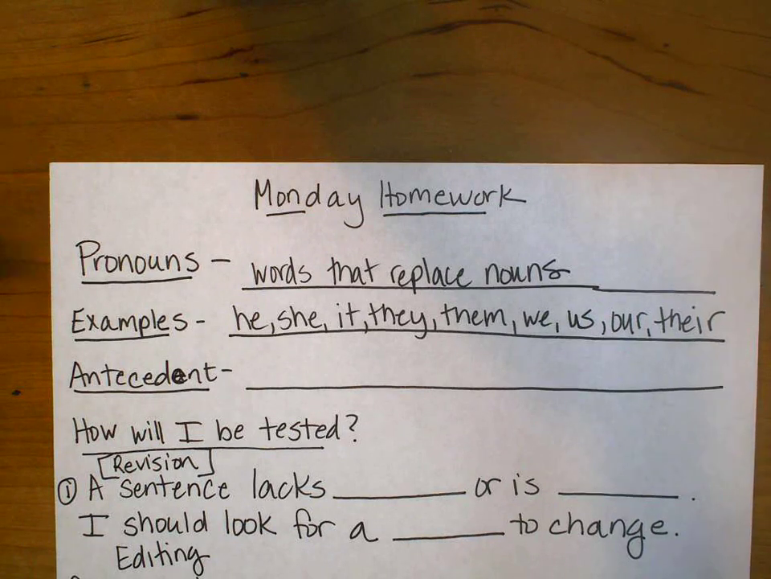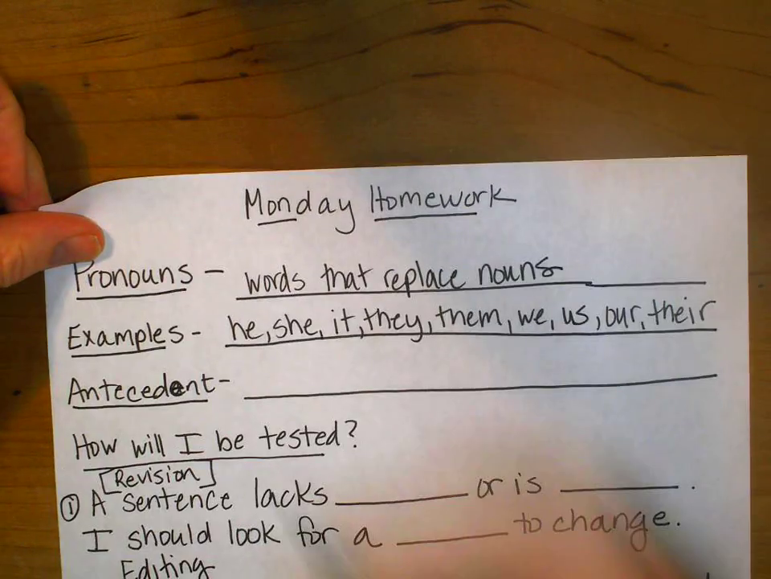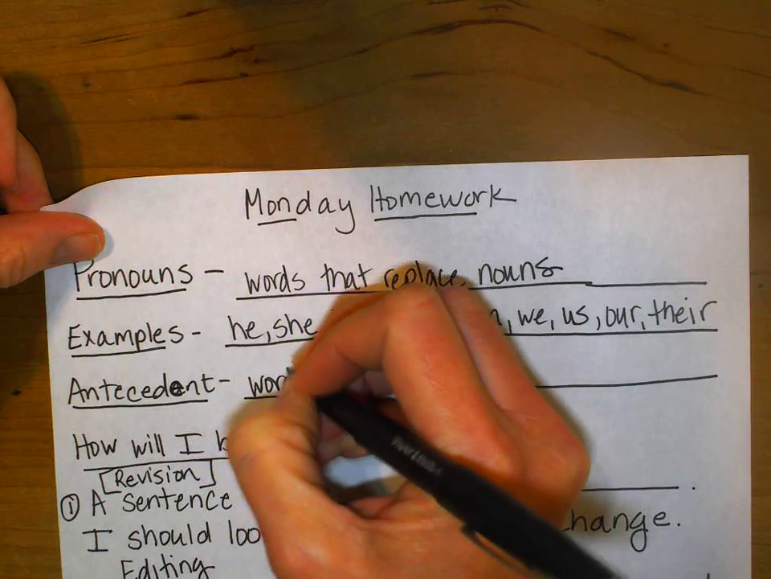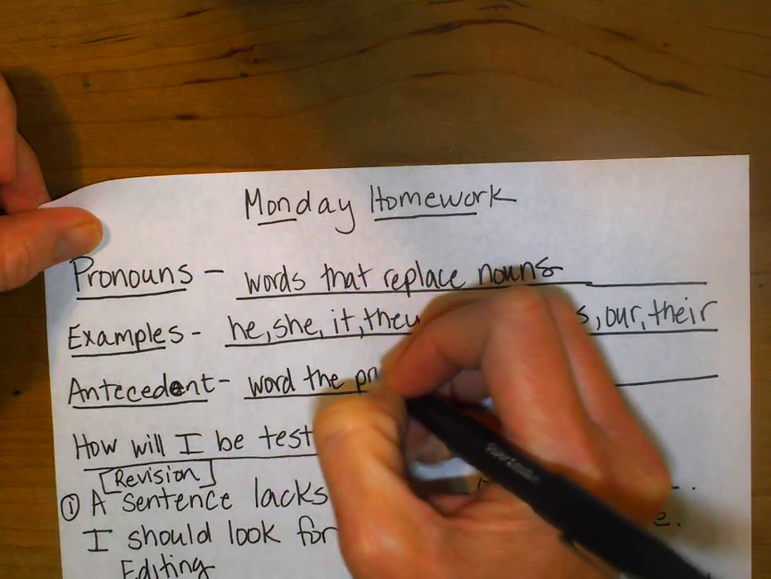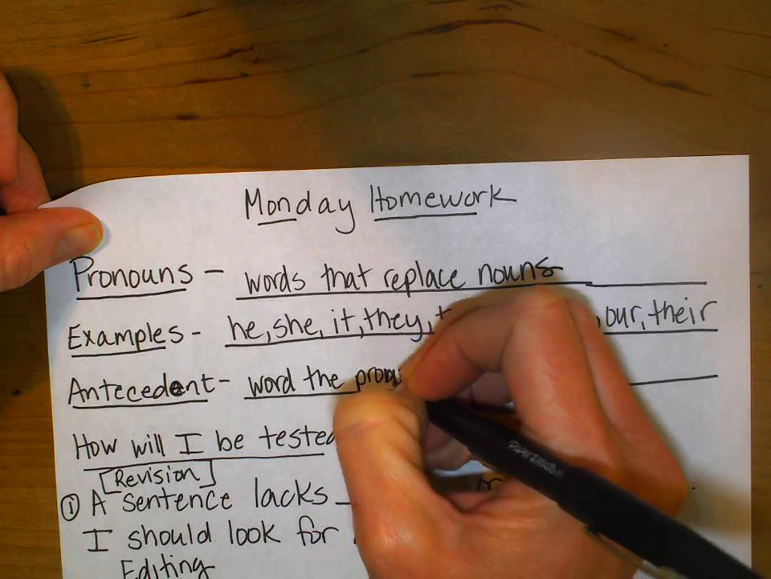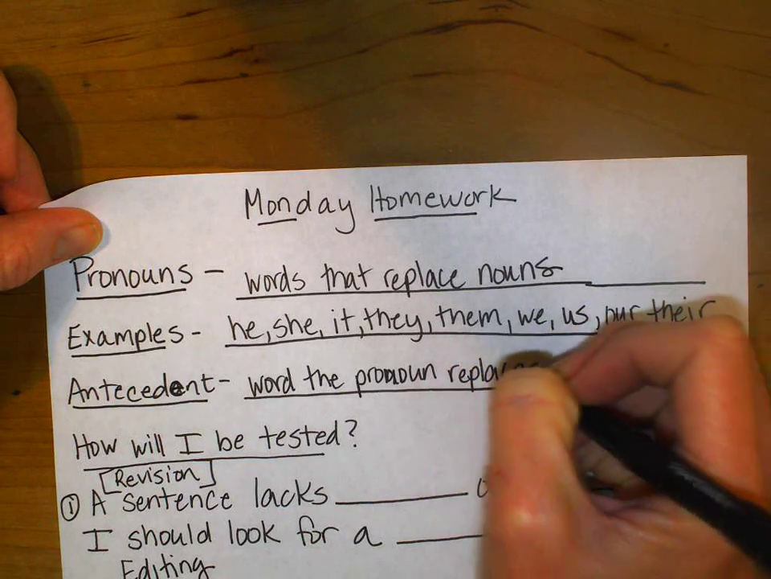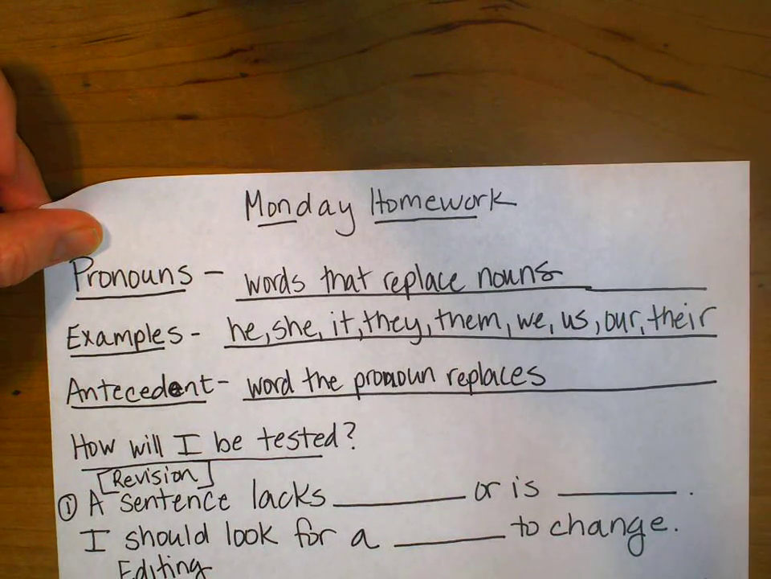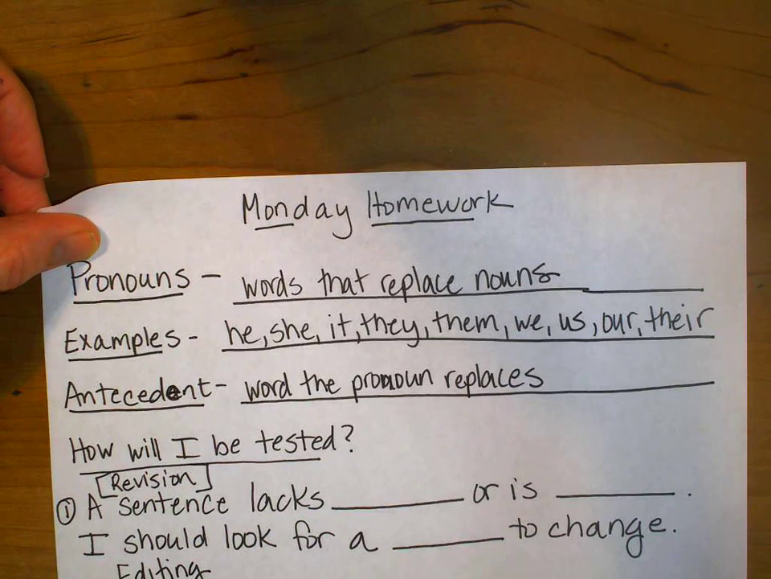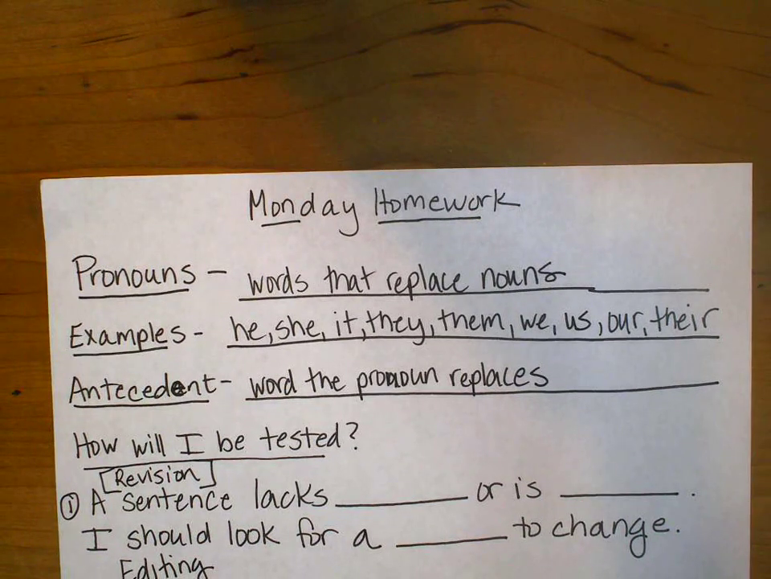Okay? So, an antecedent is a word the pronoun replaces. So if I say Amanda went to the store, she took $20, then my noun is Amanda, and my pronoun is she, and the antecedent is Amanda because she replaces Amanda.